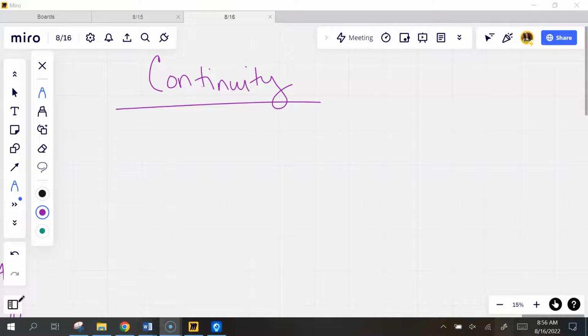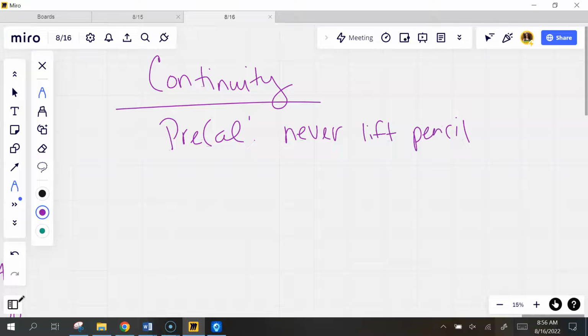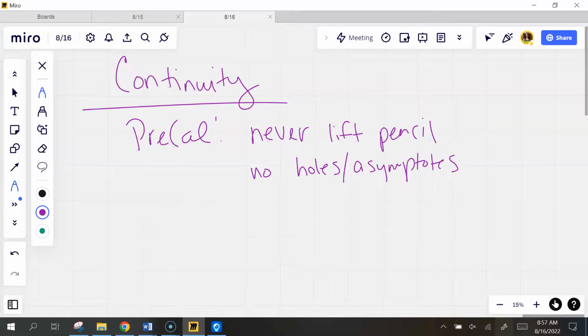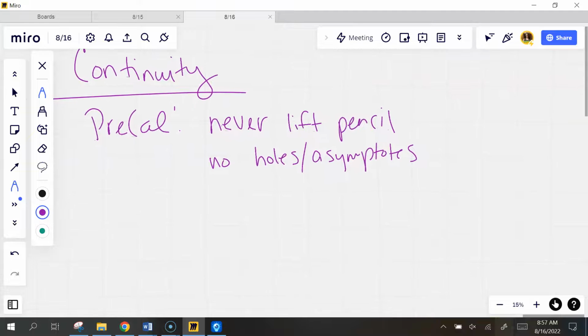I think that's how we say it in pre-cal. Never lift your pencil. No holes or asymptotes. Right? But we're going to learn a little bit more sophisticated way to describe continuity in calculus, and we're going to use limits to do it. So let's talk about some types of discontinuities and how we might describe them using limits. And then that will help us come up with our continuity definition.